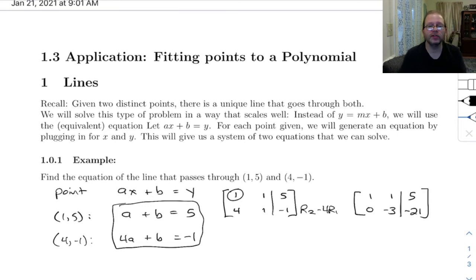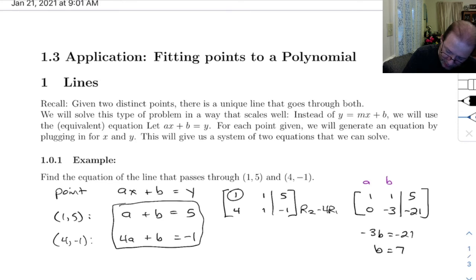Now the goal here is to solve this system, and now that we've got it into this form, let's use back substitution to figure out the solution. Now remember, our variables here are a and b. So this bottom line tells me negative 3b equals negative 21. So b is 7. And if I take that and plug in, the top line says a plus b equals 5. So that's a plus 7 equals 5. So that gives me a equals negative 2.